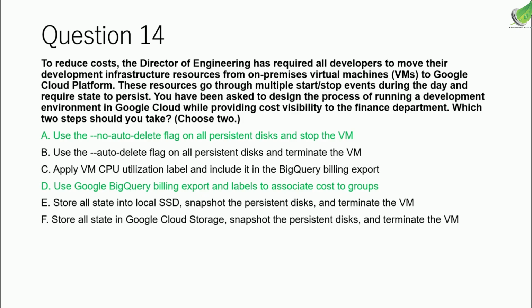Finally, option F is incorrect for similar reasons. Google Cloud Storage is object storage, meant for files and backups, not for the active state of a running operating system. The workflow described here is just as inefficient as the one in option E. So, to wrap it all up, the 2 steps you should take are A, to manage the VMs efficiently, and D, to provide clear cost visibility.